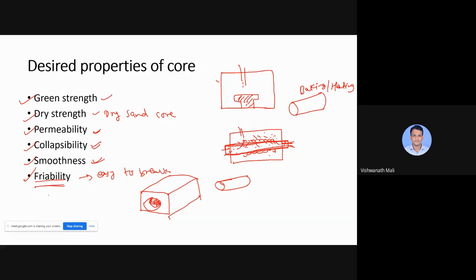So these are the properties which we require in the core in order to produce internal cavities or internal features, holes. Okay. Then coming to the next point.